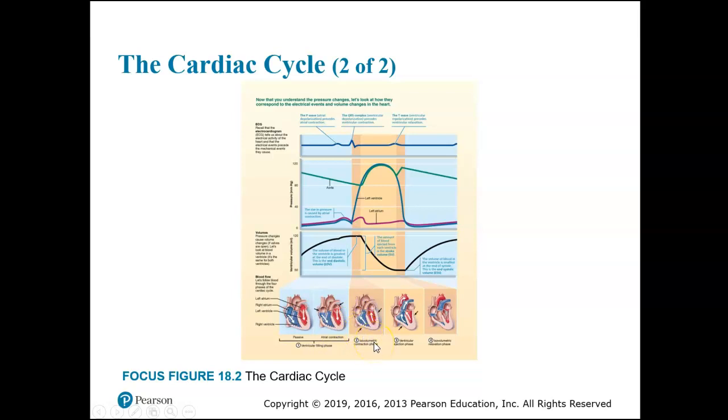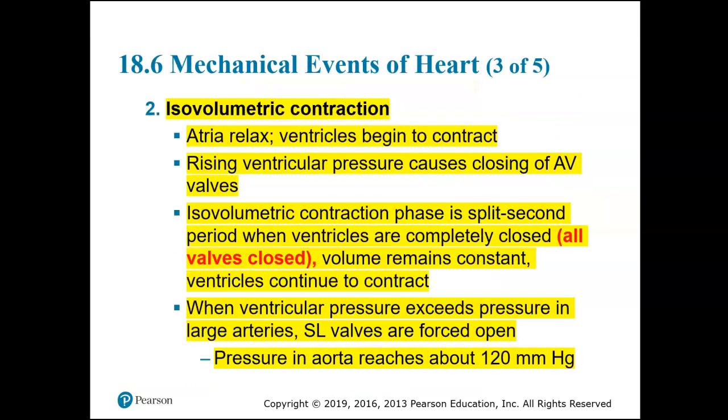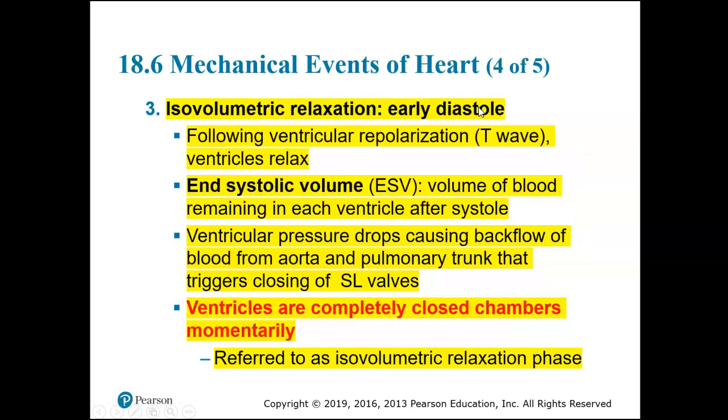Okay, I knew there was a mistake. Look at this. Okay, so let's go back. I knew that couldn't be right. All right, after the isovolumetric contraction phase is ventricular ejection. So this should be 4. The isovolumetric relaxation should be step 4. And then step 3 should be ventricular ejection.